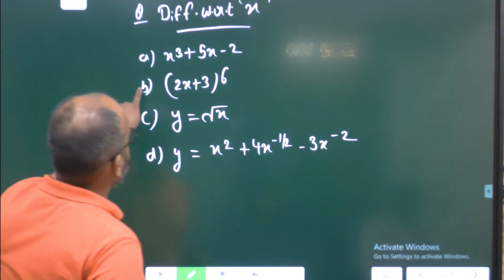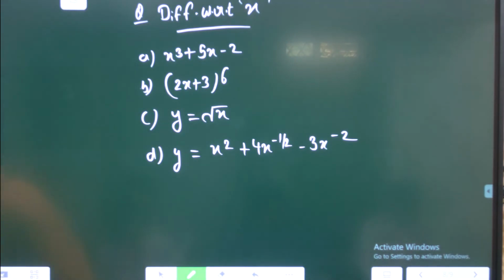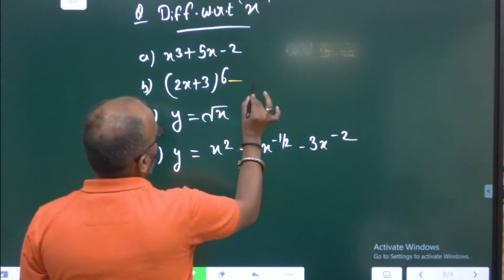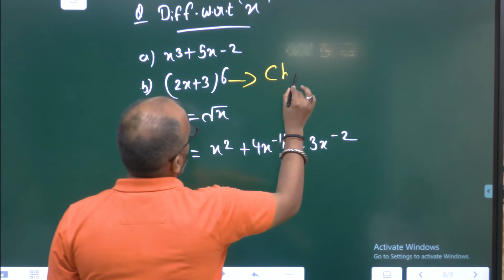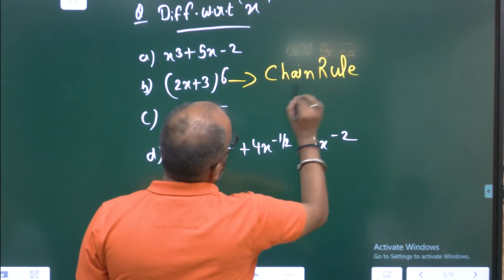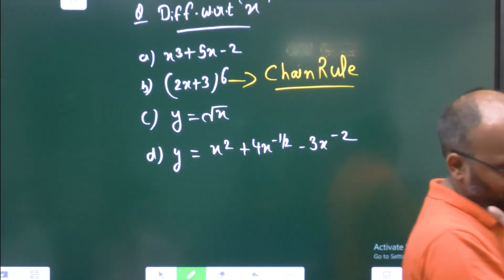I am impressed by this second question that you solved. That means you know the chain rule. This question, the last one, I gave intentionally. This will be done by chain rule. You cannot solve it without the knowledge of chain rule.